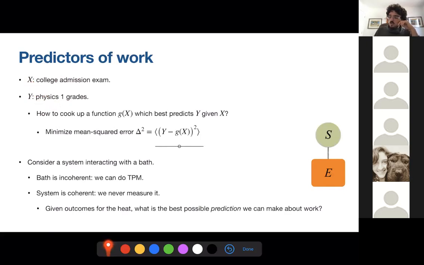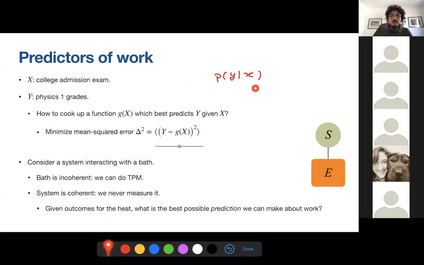based on the college admission exams. So what you want to do is you want to cook up a function G of X, which gives you the best prediction of Y given X, right? And best here, we're talking about best in the sense of minimizing the mean square error. So we want to find some function that minimizes the mean square error. And so the input that you need in classical probability theory is essentially a conditional probability distribution. So what you would need to do this is to know what's the probability that, given that the grade was X, the student will be graded Y in the physics 1 exam. And this you can, in practice, estimate from previous years, for example.